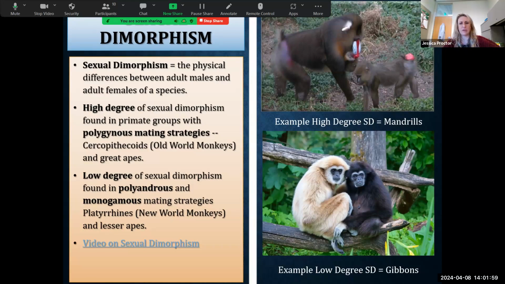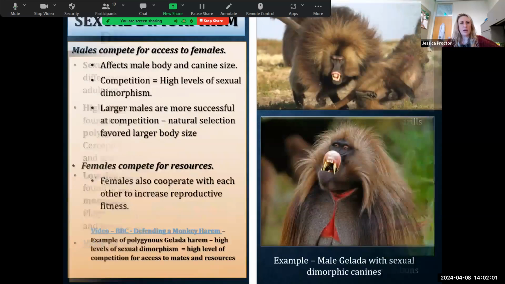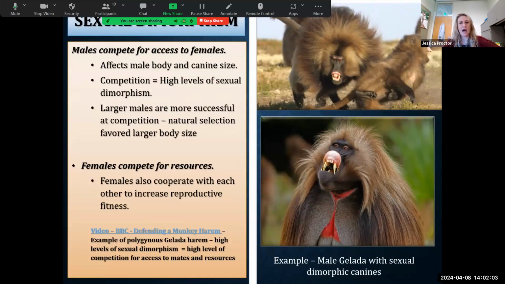So this one is going to show you. We're going to look at Hamadryas baboons, and we're going to look at how their mating strategy is also indicated by their sexual dimorphism, and not only just in their body size, but also in their canine size.